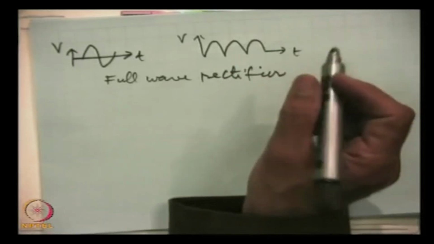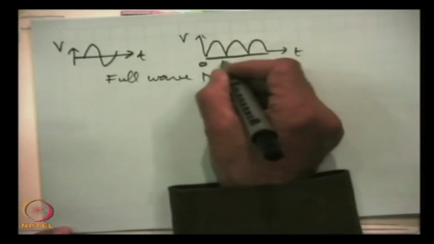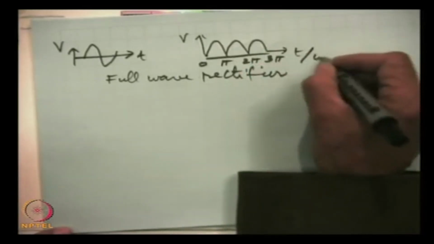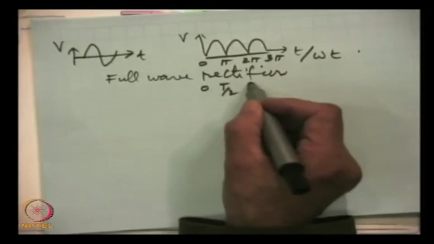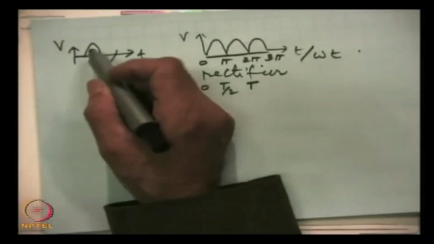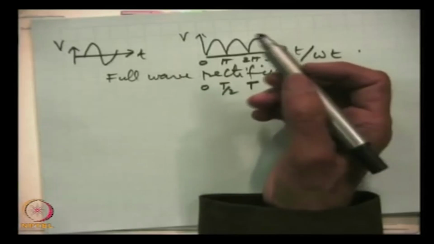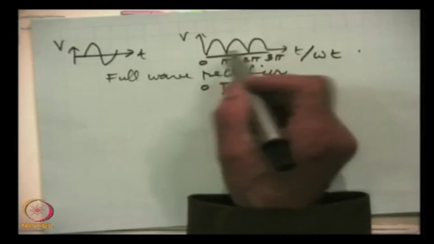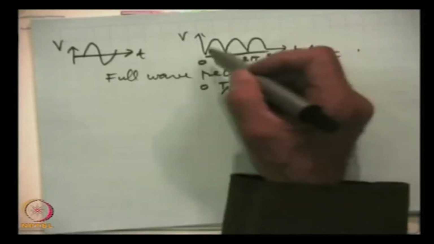A full wave rectifier, and this is 0, pi, 2 pi, 3 pi if this is omega t, and if it is time, then this is 0, this is T by 2, this is the period T, and so on. So, this is a full wave rectifier, that means both halves are converted into a kind of DC. DC means that current flows in one direction, but actually this is a full wave rectifier. Still the output is not very smooth.